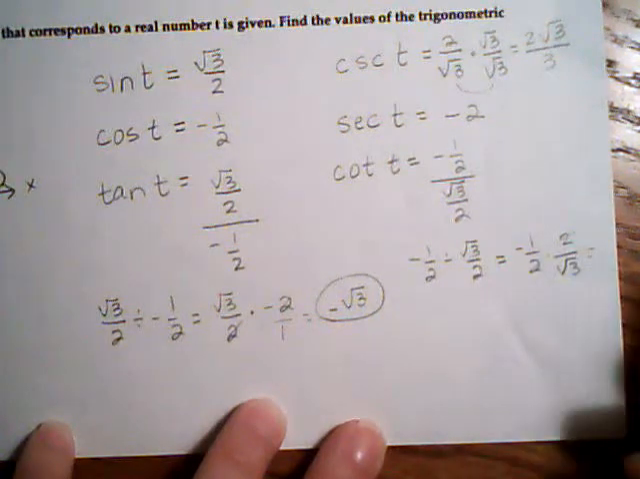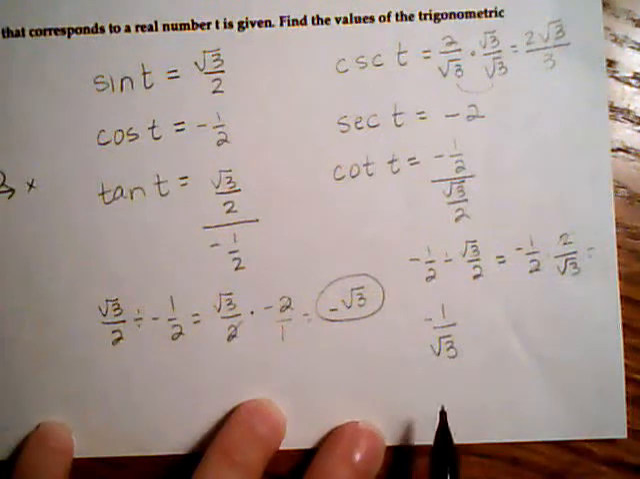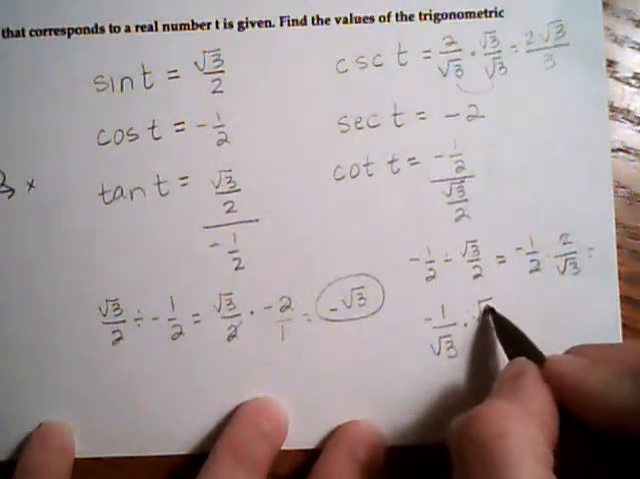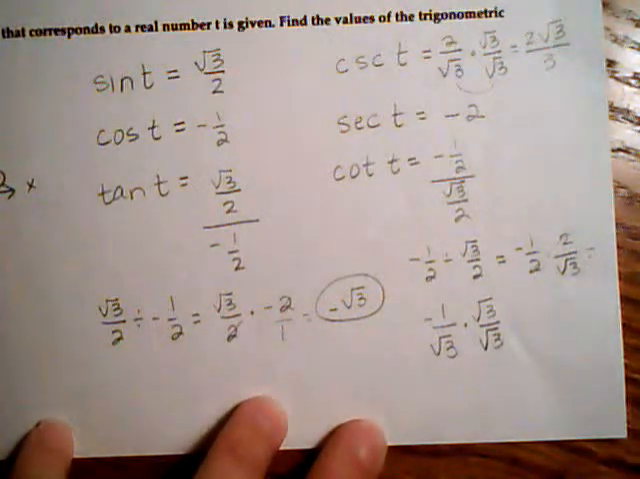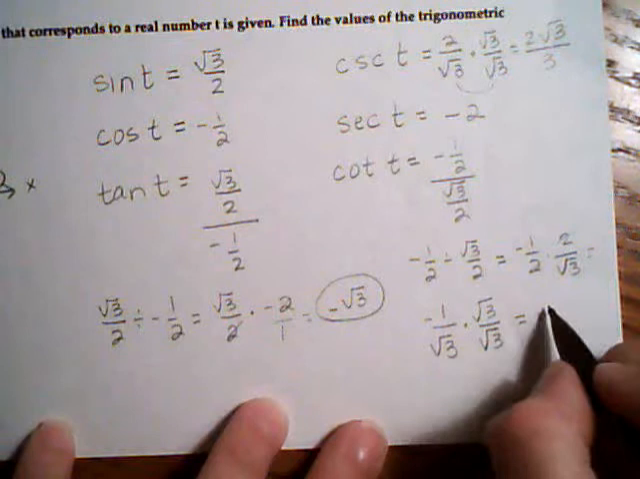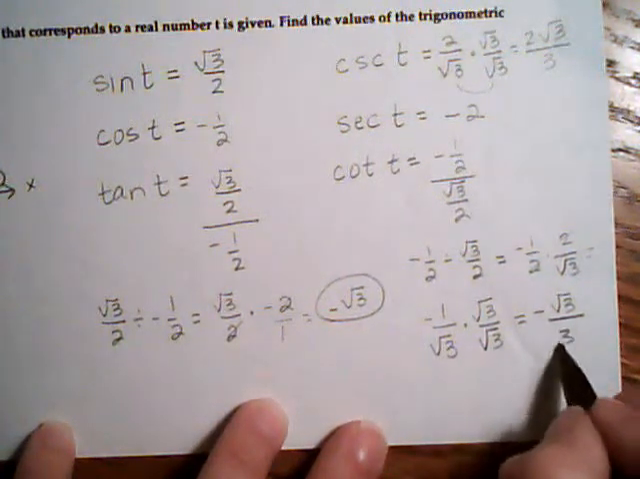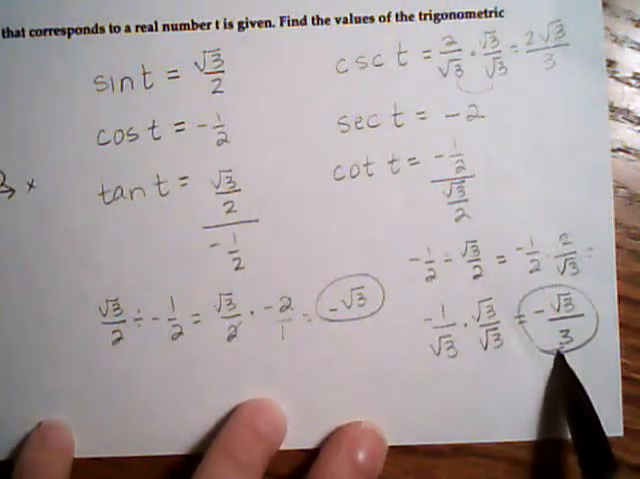Again, the 2's are going to divide out. That's going to give me -1 over the square root of 3. Well, I can't leave this radical in the denominator, so again I'm going to rationalize by multiplying by the square root of 3 over the square root of 3. So that will give me negative square root of 3 over 3. And so this will be the cotangent of t.